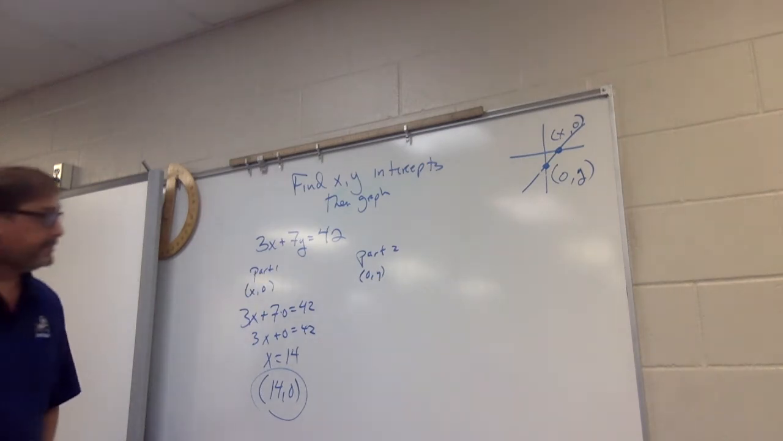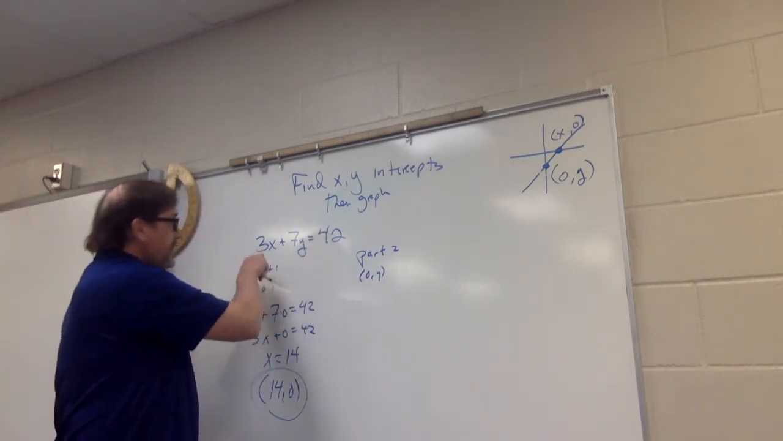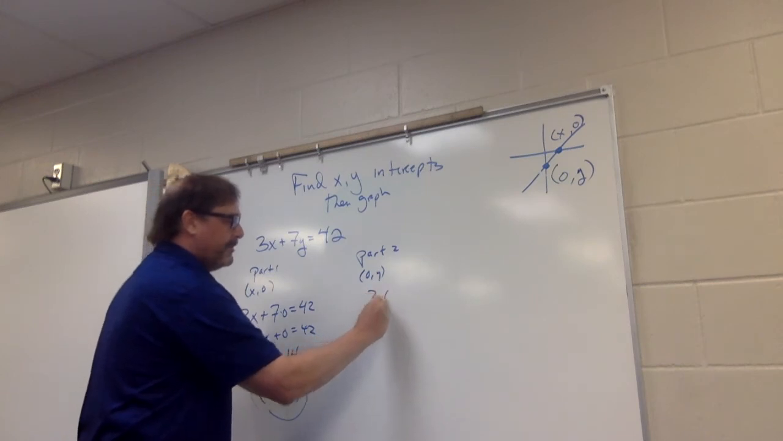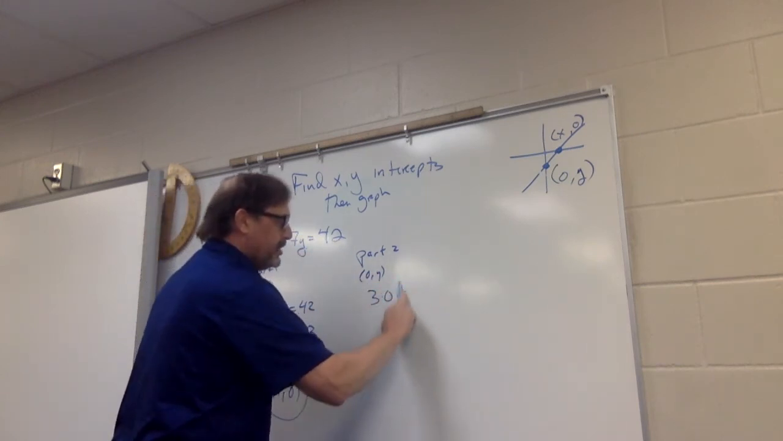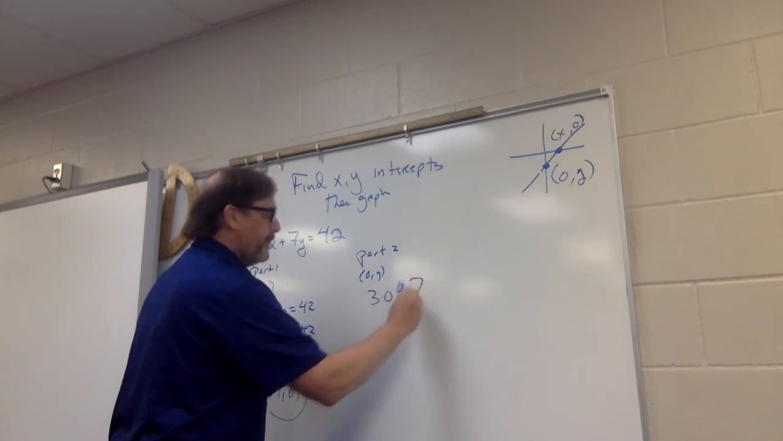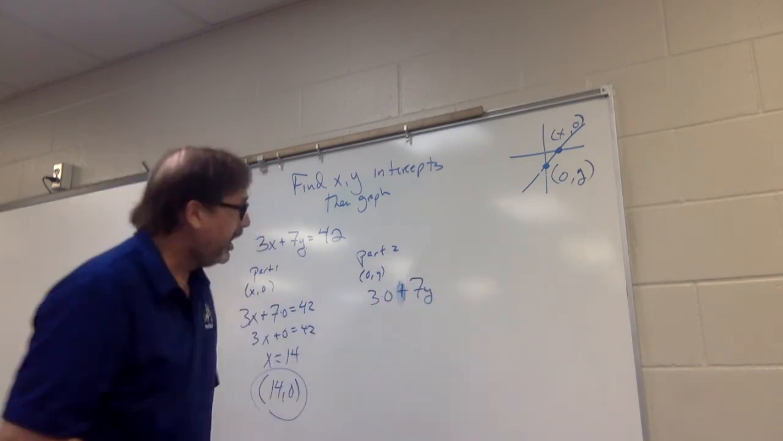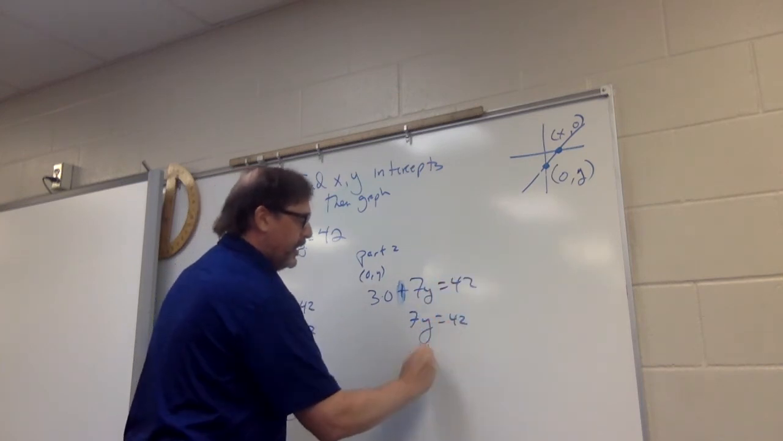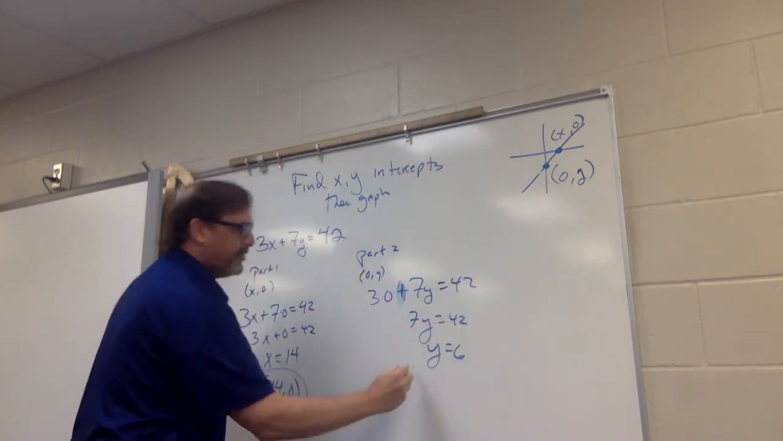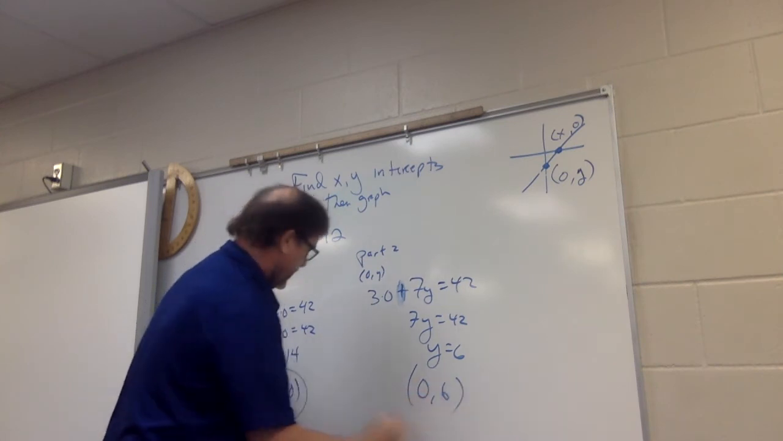And part 2. Where you see an x, you put a 0. Where you see a y, you put a y. Plus 7y. Again, super easy to see a y. 7y equals 42. Y is 6. Your answer is 0, 6.